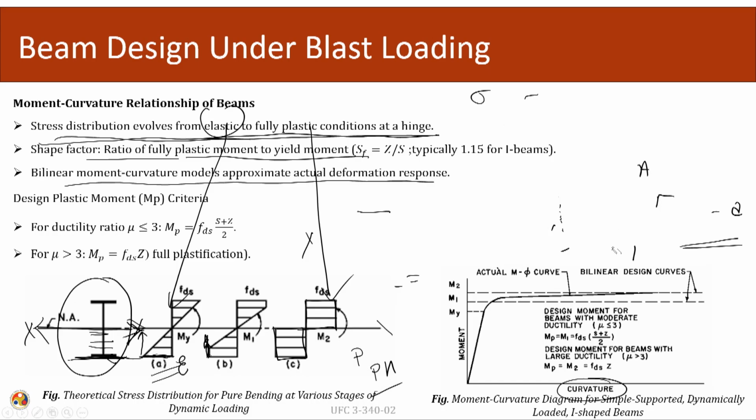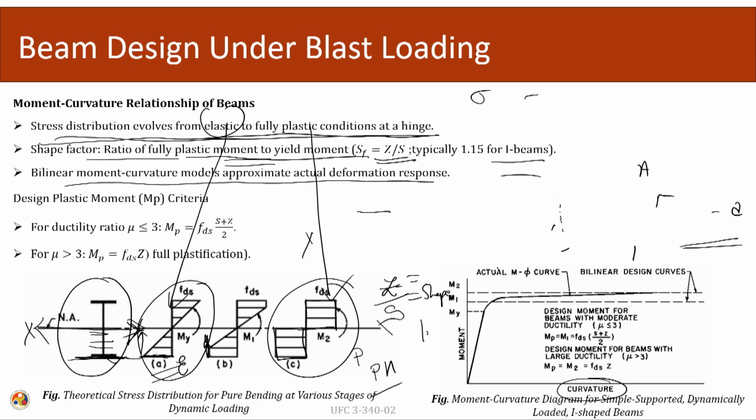Now, the shape factor. This is the ratio of the fully plastic moment to the yield moment. It is the ratio of the second moment of area in the plastic region to the second moment of area in the elastic region. This is called the shape factor. For I beams, typically it is in the range of 1.15. This bilinear moment curvature model approximates the actual deformation response. This is how the deformation response is assumed.